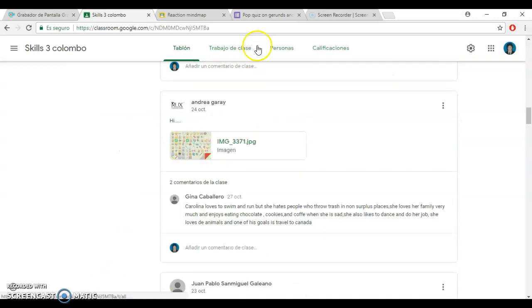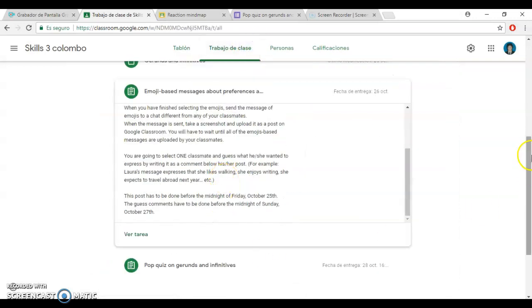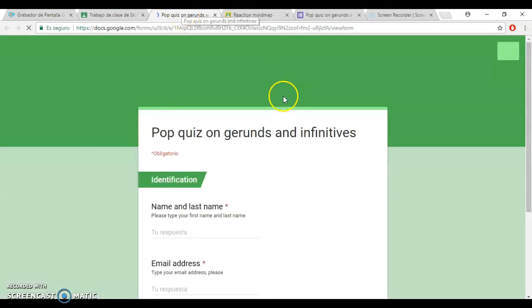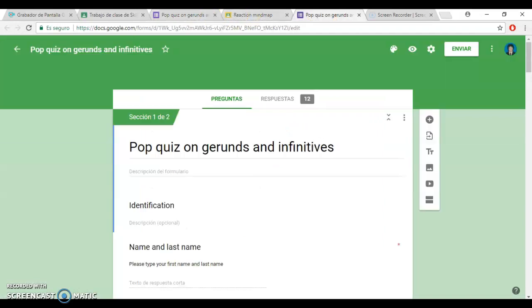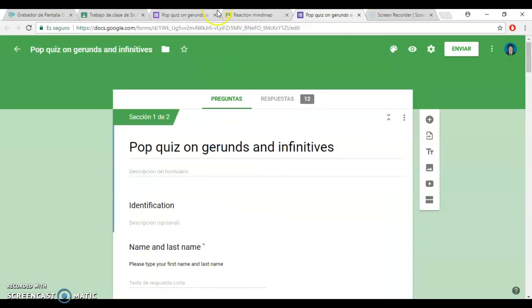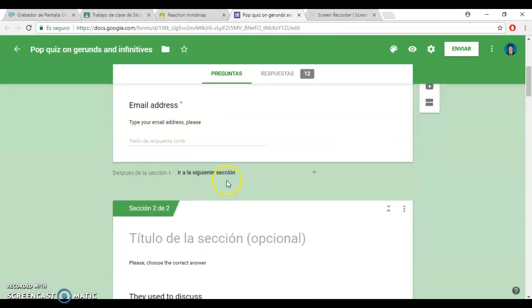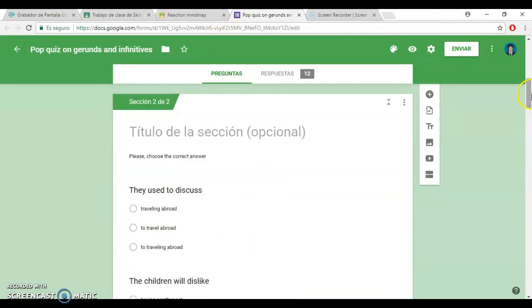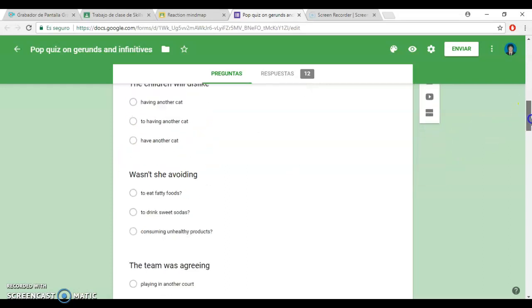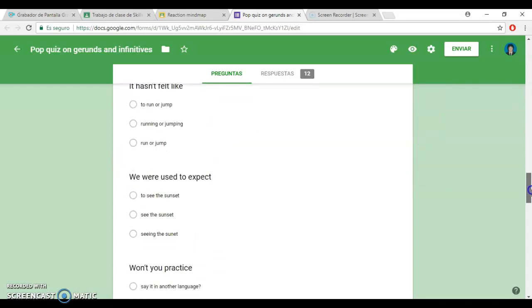So here another classmate selected one of them and they guessed what they wanted to express using the gerunds and infinitives. Also, another activity was, to evaluate this, I created a pop quiz on Google Forms. And something very cool of this is that I created a multiple selection. They had to choose to complete the idea of the sentence using gerunds and infinitives. So that's how I evaluated them.